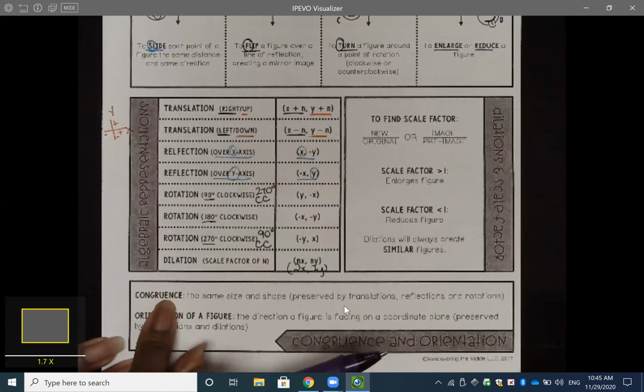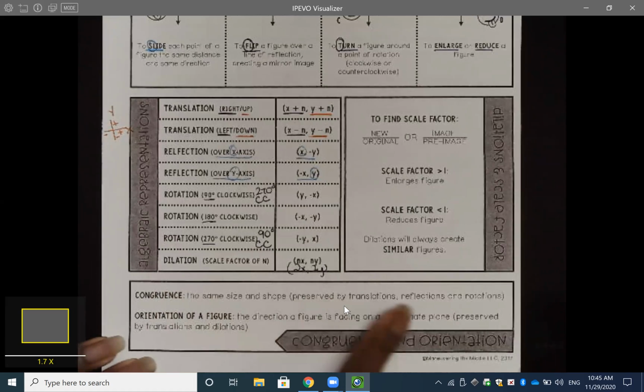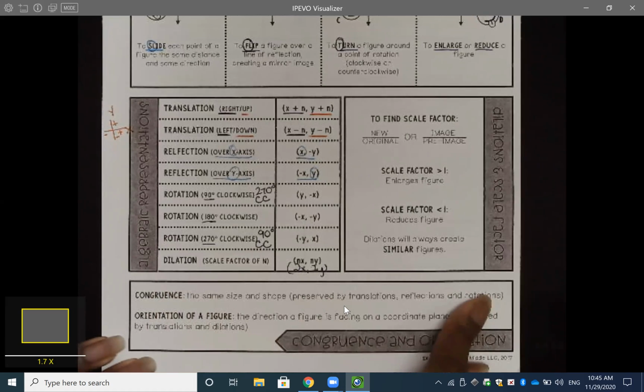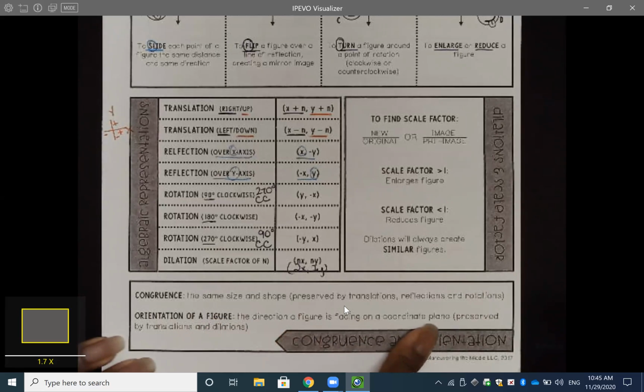Congruency. Congruent means to stay the same shape and the same size. The ones that stay the same shape and same size are your translations, reflections, and rotations. Dilations get bigger or smaller, so it's not staying congruent. And then the orientation of a figure, which we'll talk about more later, is the direction a figure is facing on a coordinate plane.